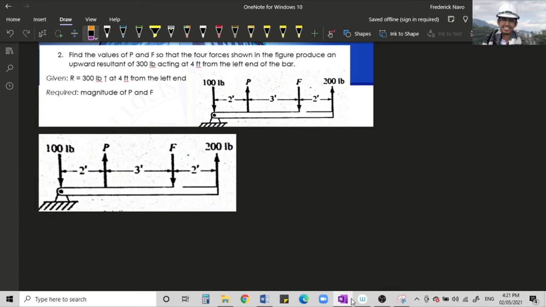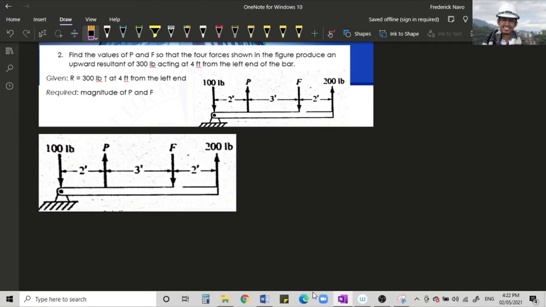Good day, class. So here is the continuation of our module 2 in solving the resultant of force system, and right now we are dealing with the resultant of parallel force system. Okay, for example, problem number 2, find the values of P and F so that the four forces shown in the figure produce an upward resultant of 300 pounds acting at 4 feet from the left end of the bar.